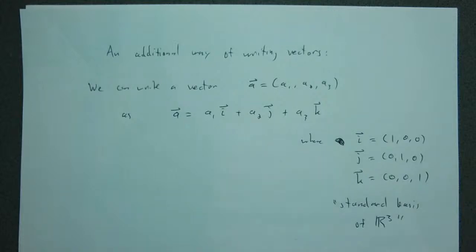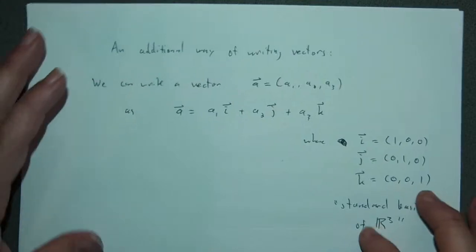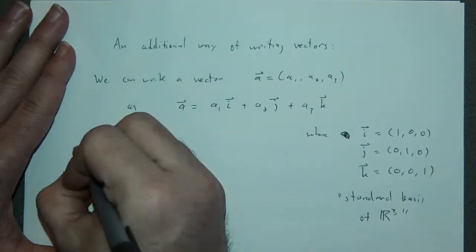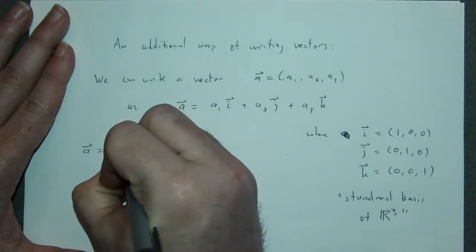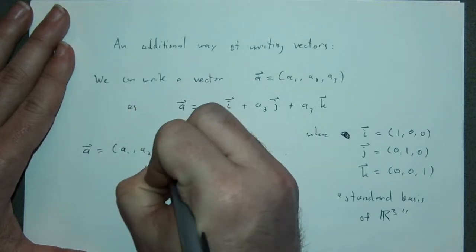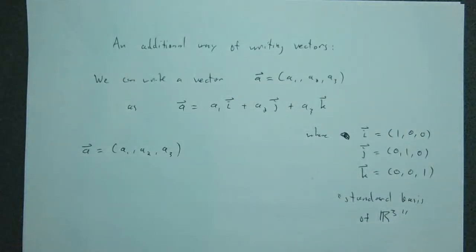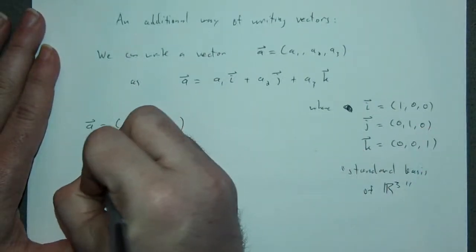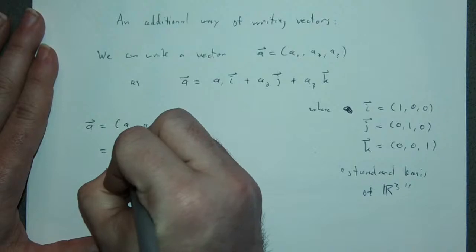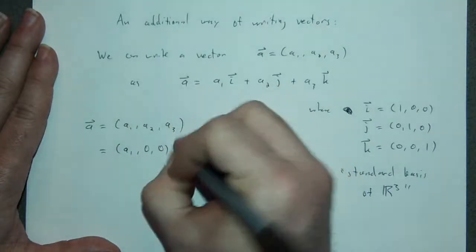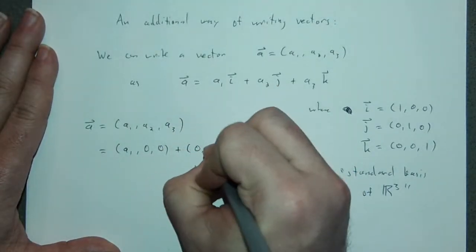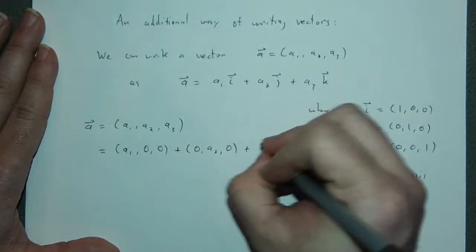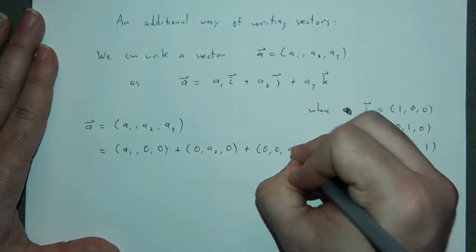So going back here, this is a way of writing vectors, this ijk notation. To see that any vector can be written like this, using these basic algebraic properties, we start with a, which is a1, a2, a3. I can split this up using these properties. So this can be thought of as a1, 0, 0 plus 0, a2, 0 plus 0, 0, a3.